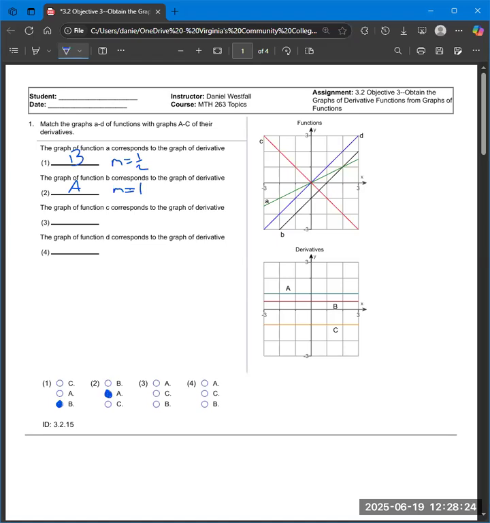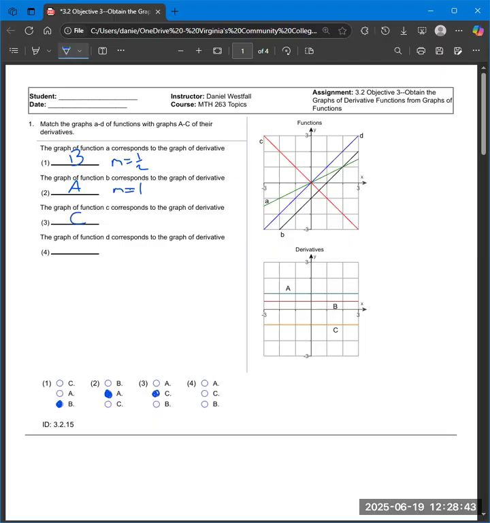And then the graph of C, C is this red line, and it's going down 1, right 1. So it has a slope of -1. So I see C there.